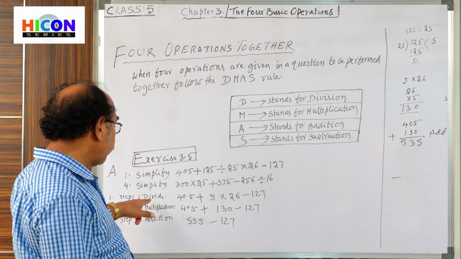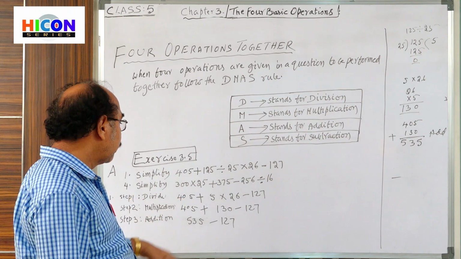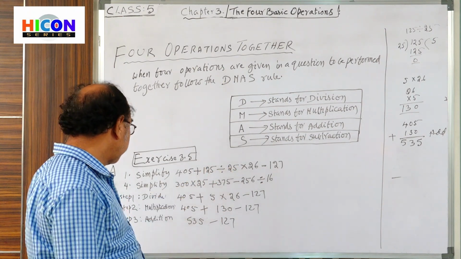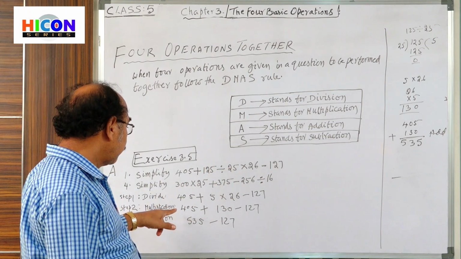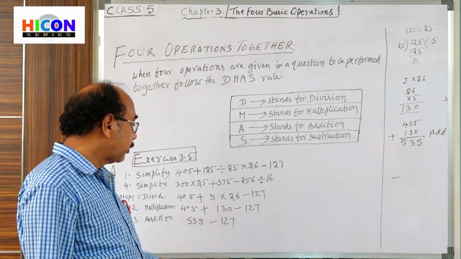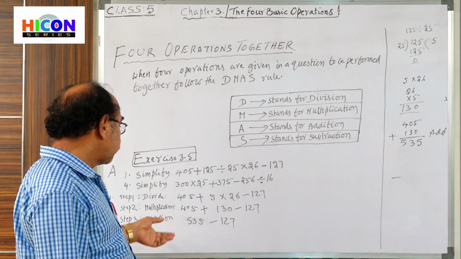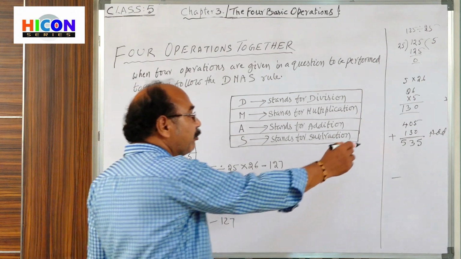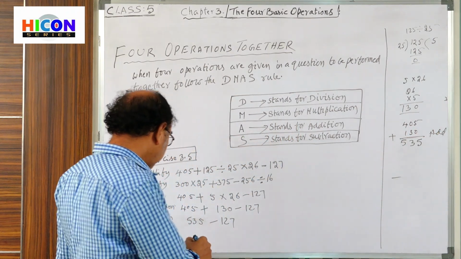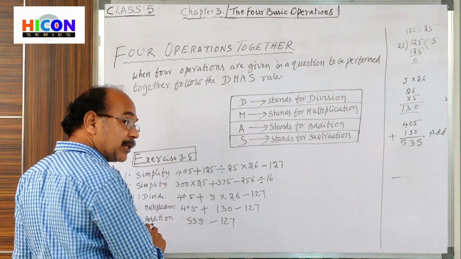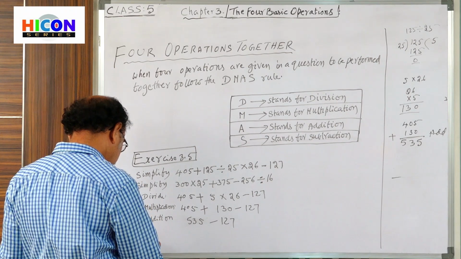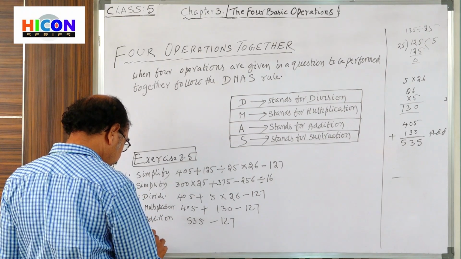Okay, children, in step 1, what we showed here? Division step. 125 divided by 25, then 5 I got. Okay, next one. In the second step, multiplication. Where is multiplication? 5 into 26, 130. Multiplication over. Next addition. The two numbers are added. 405 plus 130 added, 535. Now, step 4, last final step. Here, subtraction.